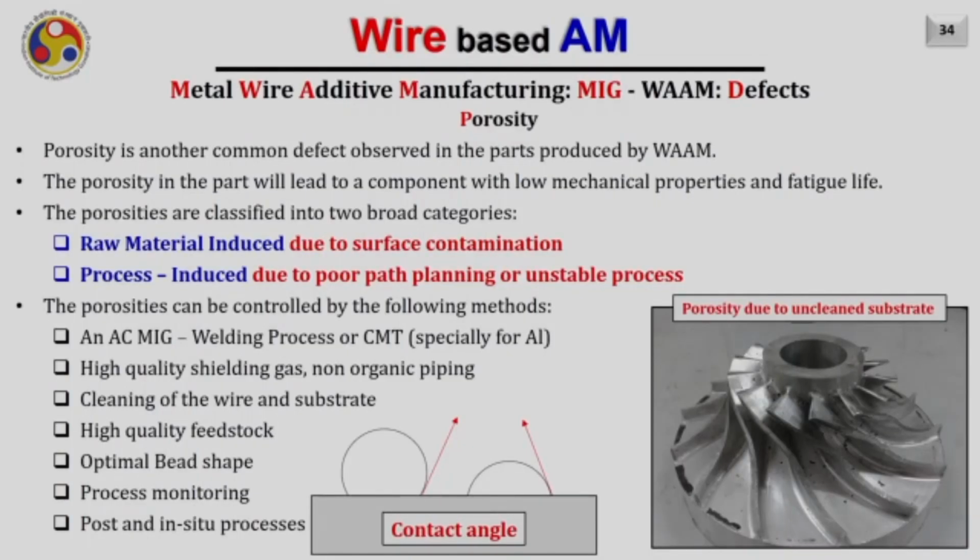Another defect popularly seen in the wire arc additive manufacturing process is porosity. Porosity is a common defect observed in parts produced by WAAM. The porosity in the part will lead to a component with low mechanical strength and fatigue life. Porosities are classified into two broad categories. One is raw material induced porosity and another is process induced porosity. The raw material induced porosities usually come from contaminations on the raw material or on the substrate, while the process induced porosities usually come because of poor tool path planning.